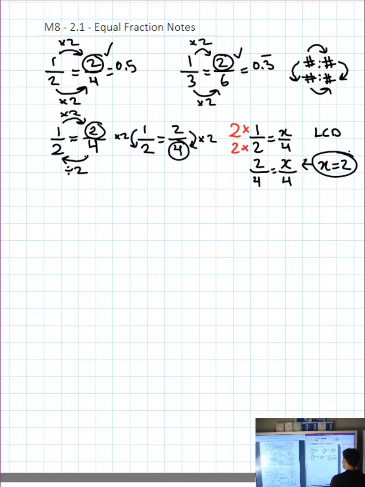A little bit later in equations, we're going to take a look at the last example and see how we can simply multiply both sides by things to solve the equation, but we'll look at that in equations a little later. Okay, so let's take a look at another example.